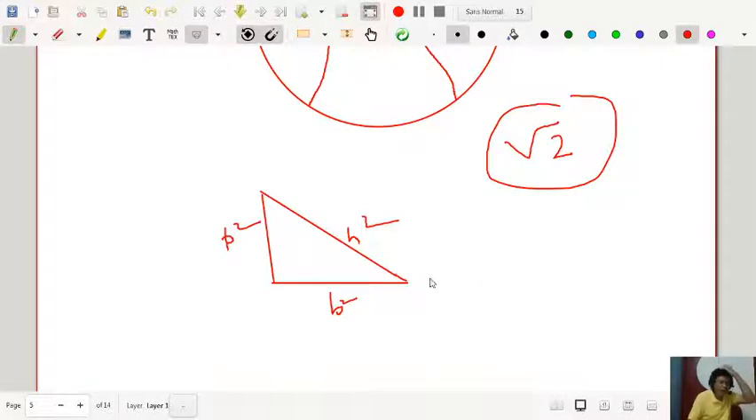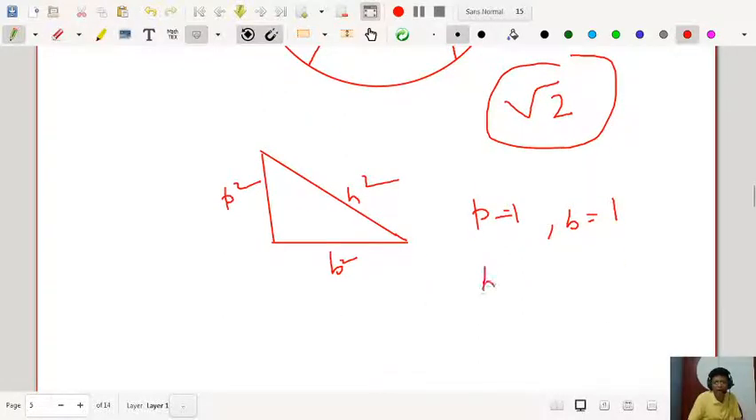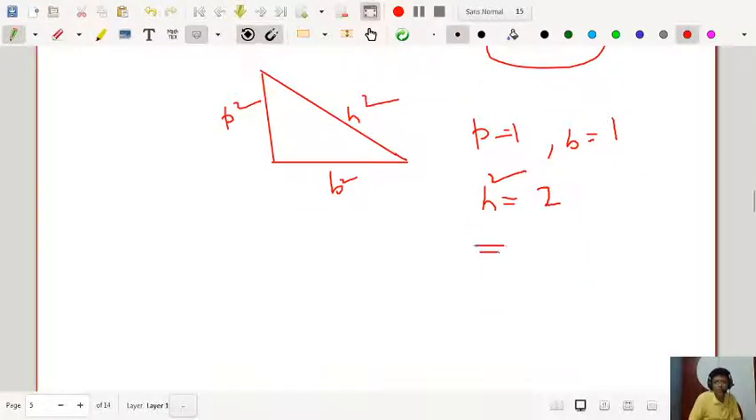But one day, one student found that if the perpendicular P is equal to 1, and the base is equal to 1, what would be the value of hypotenuse? So 1 squared plus 1 squared equals H squared. So H squared is 2, right? So it is not a rational number, right? The student found that he can't measure this with the scale.